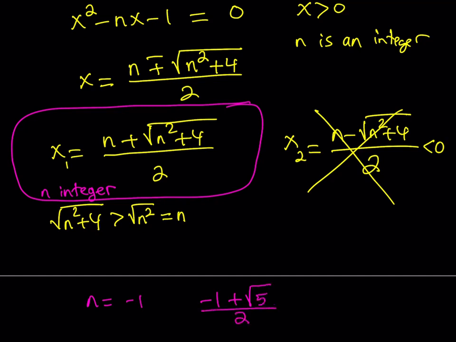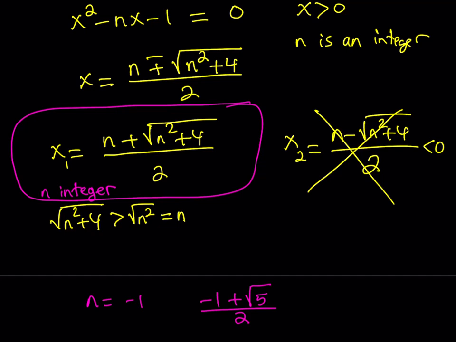Now, as you can see here, this is a positive quantity, right? This is always going to be a positive quantity. Why? Because the absolute value of this expression is always going to be greater than that. So we don't have a problem with this. Everything looks good. And that's it. That's the solution where n is an integer. This is going to be the x values that satisfy our equation.